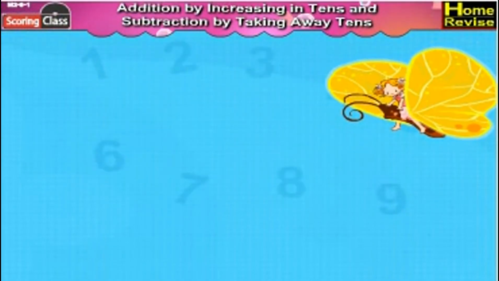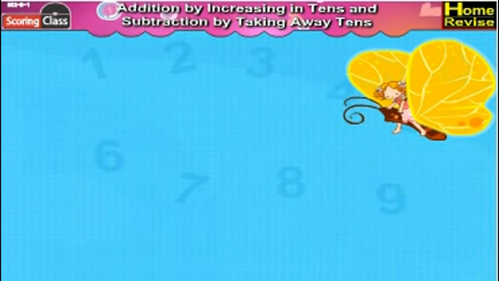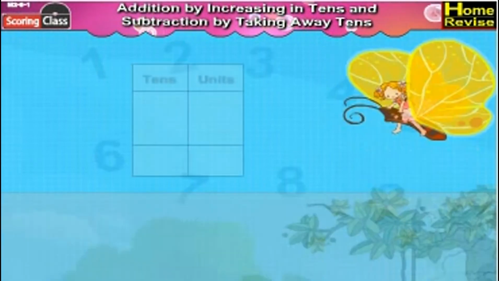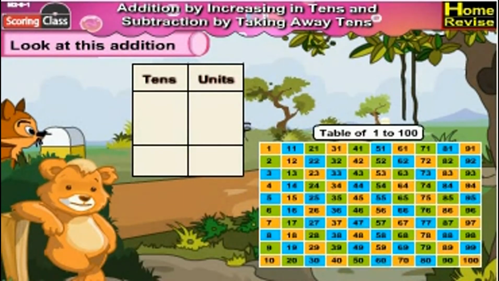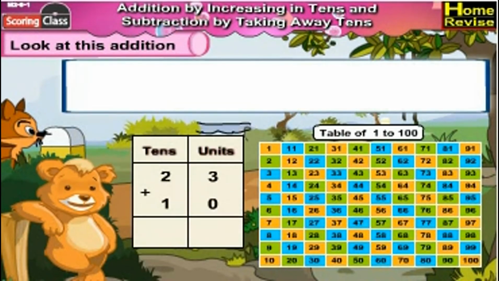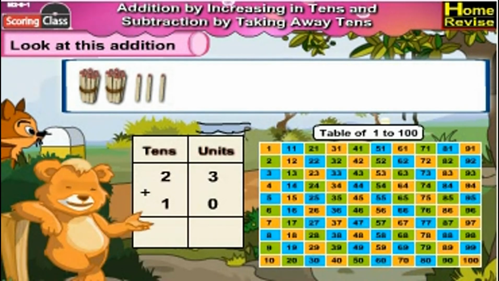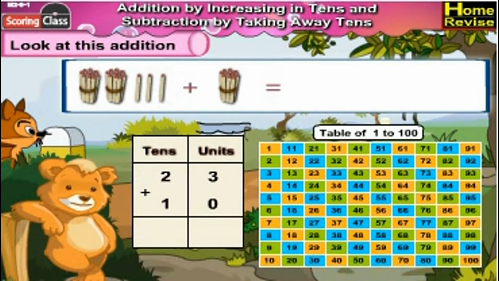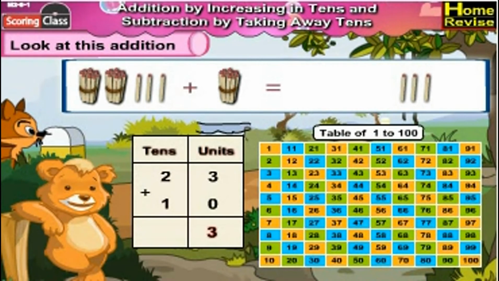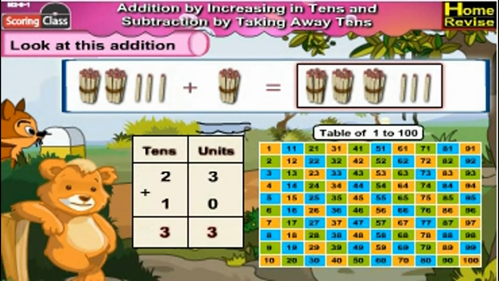Addition by increasing in tens and subtraction by taking away tens. Look at this addition. Now in the first sum we have 23 plus 10. Children, 23 means 2 tens and 3 units plus 1 ten and 0 units. First we'll add the units. 3 units plus 0 units is 3 units. And 2 tens plus 1 ten is 3 tens. So, it is 3 tens 3 units, which is 33.